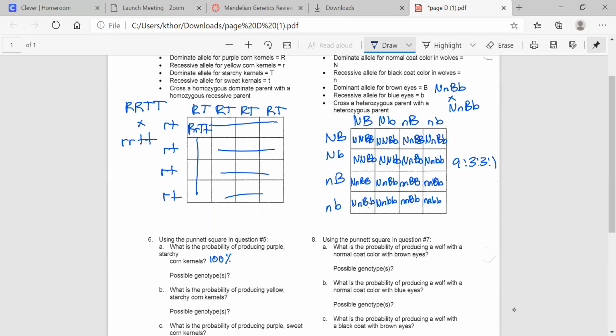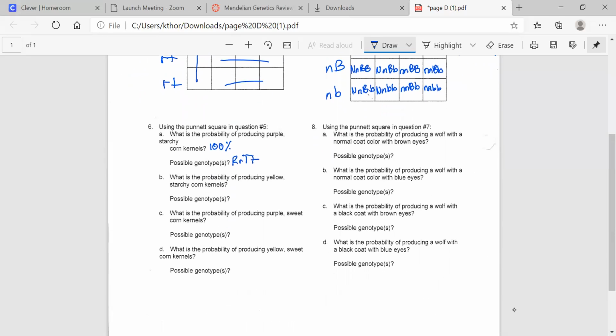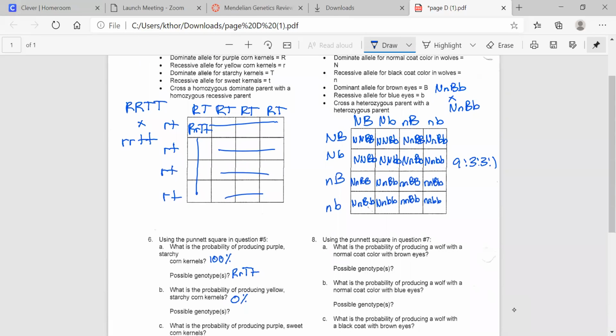And the possible genotypes, well, the only ones that we have are heterozygous, heterozygous. What is the probability of producing yellow starchy kernels? 0%. If you really wanted to say, like they ask, what are the possible genotypes to have a yellow starchy corn kernel? That would have to be recessive, dominant, or recessive heterozygous and recessive dominant.